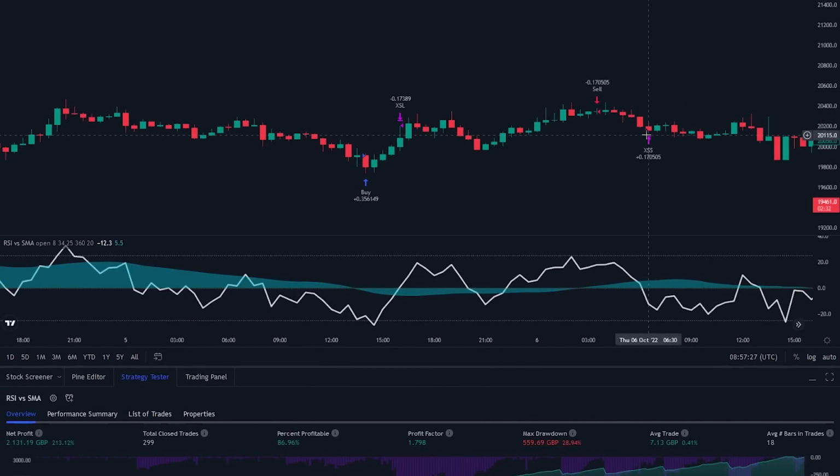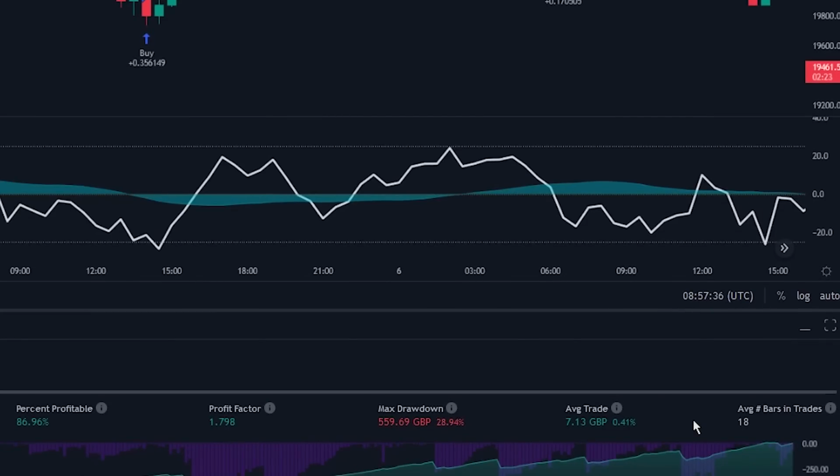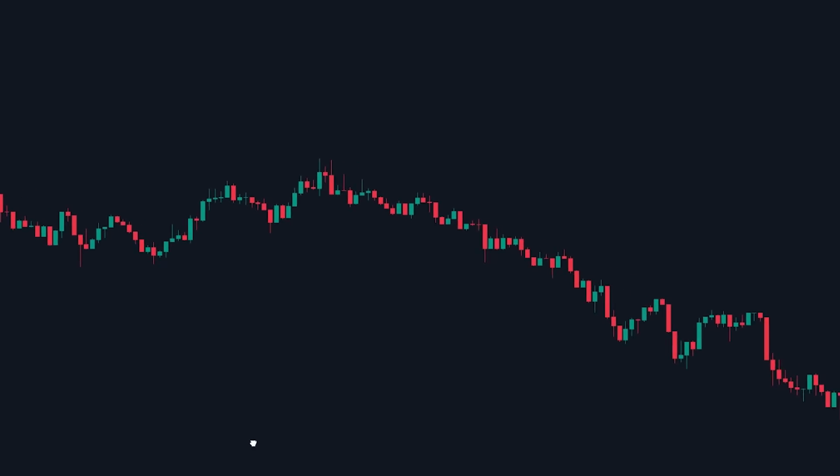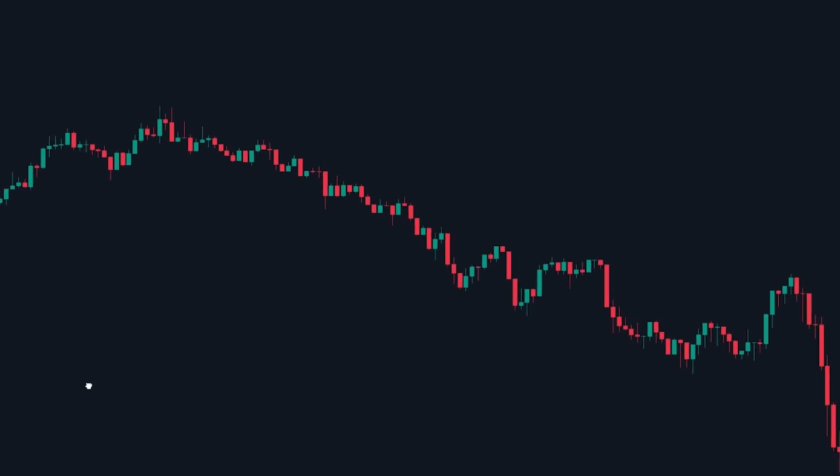As you can see, we went from opening and closing a position on the same candle to being in the position for a few candles. You can also see this in the average number of bars and trades. It goes from 7 to 18. Overall, this seems like a very promising strategy, however, please remember that past results don't equal future results.